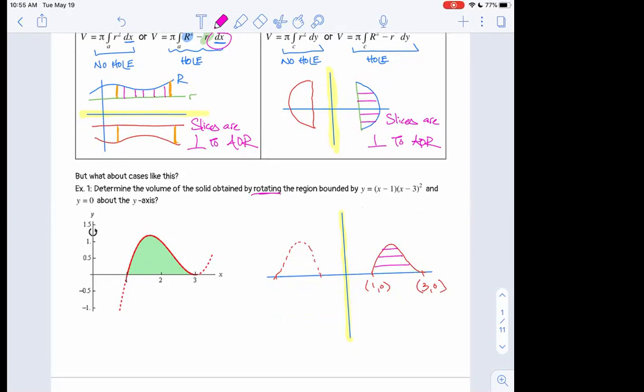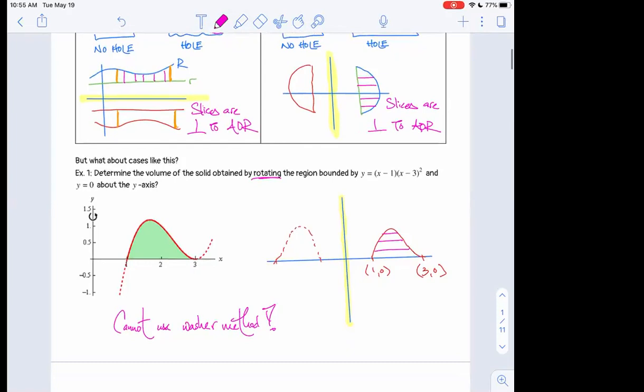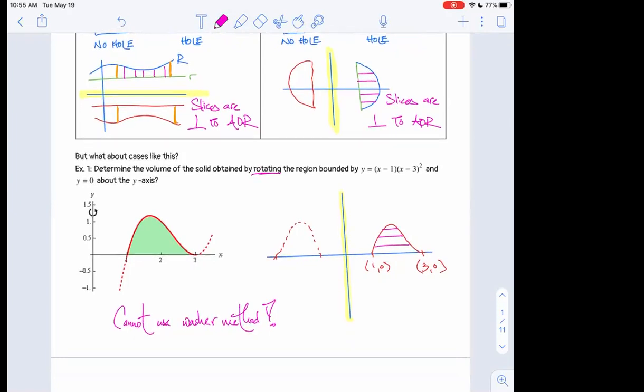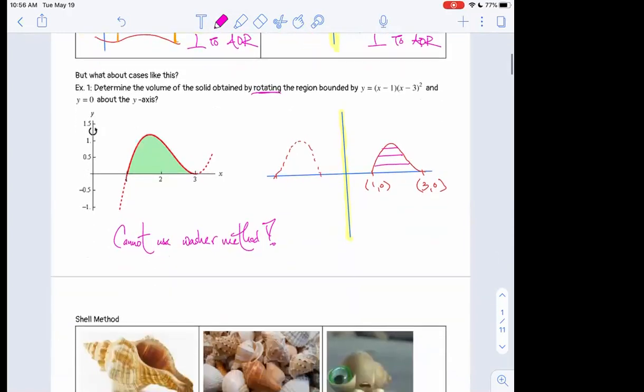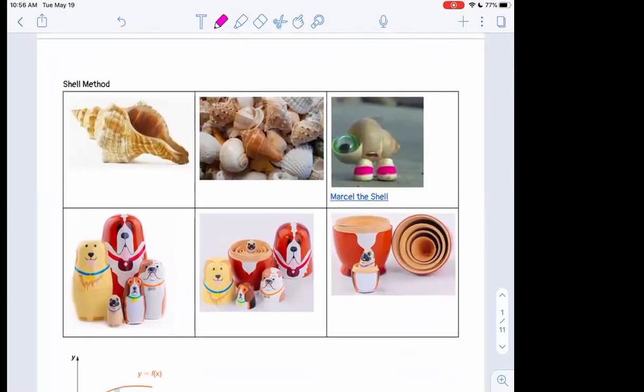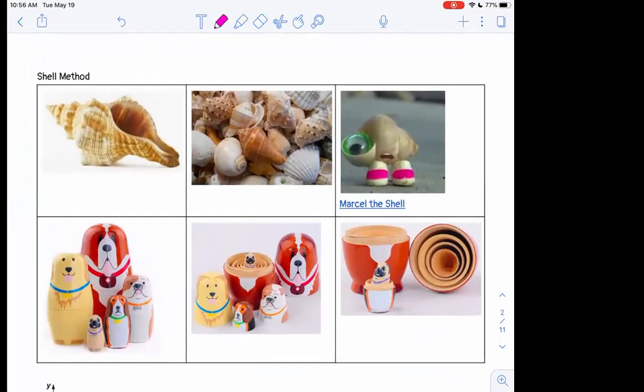And I would say that yes, for this picture right here, we cannot use washer method. Any questions about why we can't use washer method? Okay. All right. So this is why we sometimes need a different method. This method is called shell method.